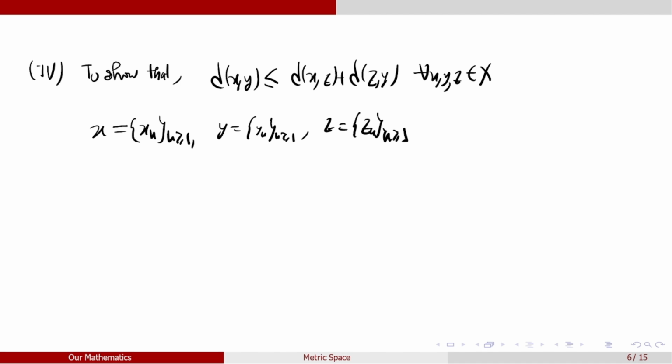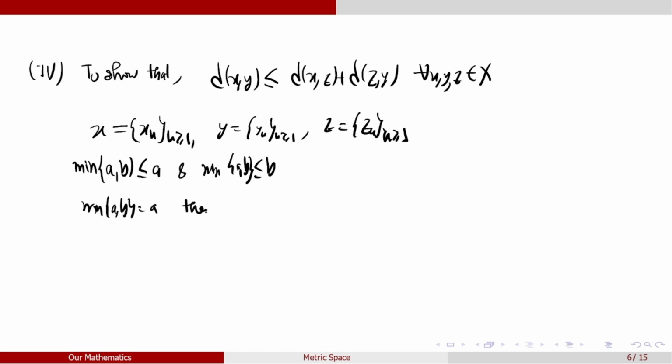Alright. Now let us see that the minimum of two numbers, the minimum of a comma b is less than or equal to a, and the minimum of a comma b is less than or equal to b. Alright, the proof is, there are two possibilities, the minimum of two numbers is either a or b. If this is a, then a would be less than or equal to b.